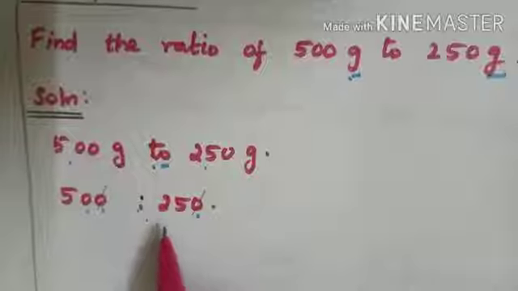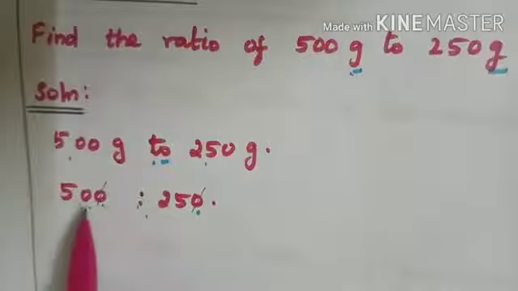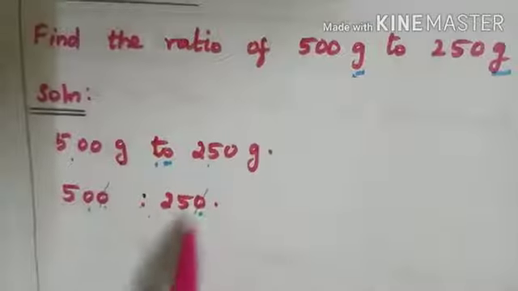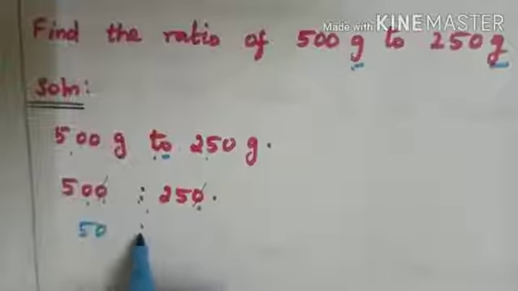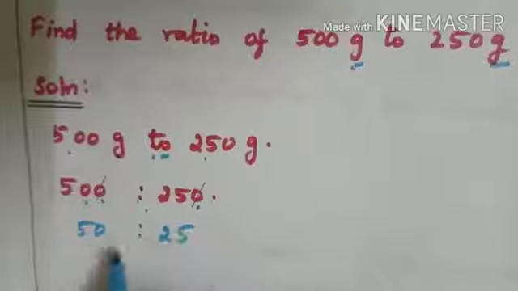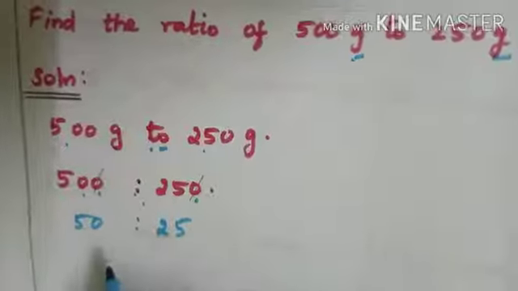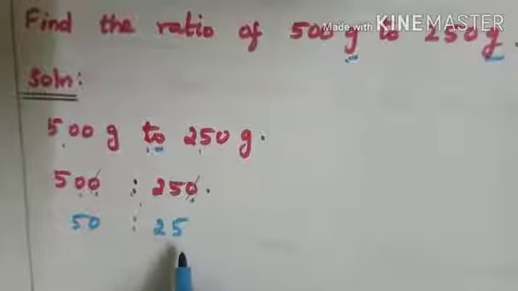Which table is easy, you can strike it. Okay, so now I strike the 0 0 at the end. Now this number becomes what? 50 is to 25, isn't it? 50 is to 25. Now I am going to strike this in the fifth table.